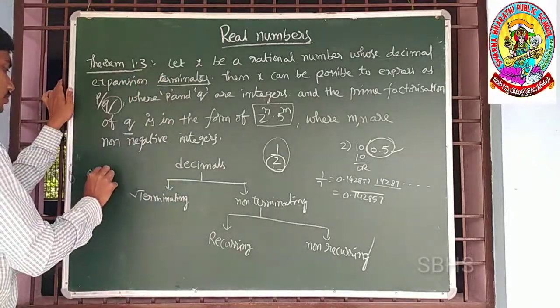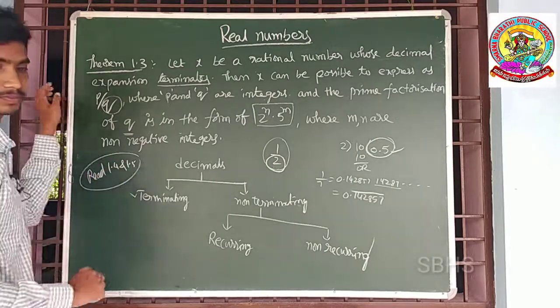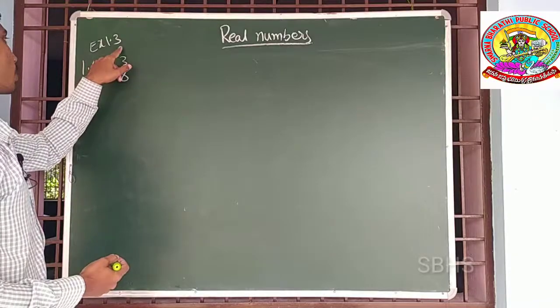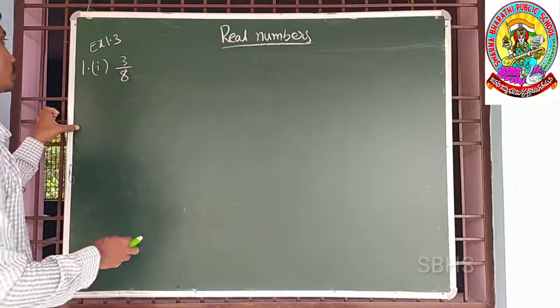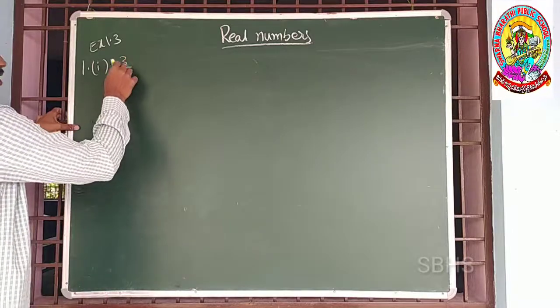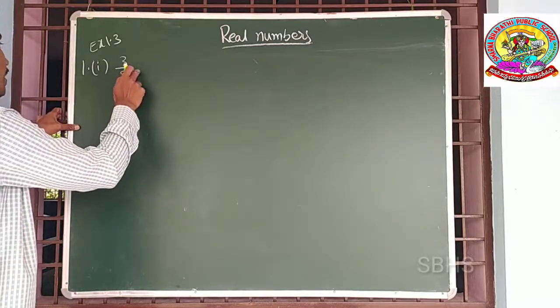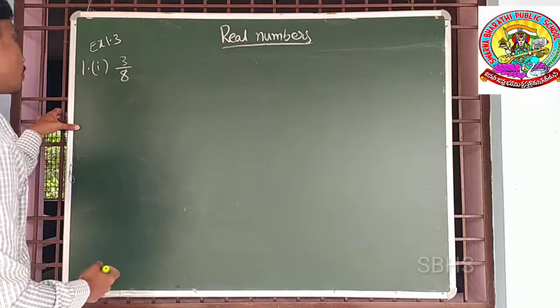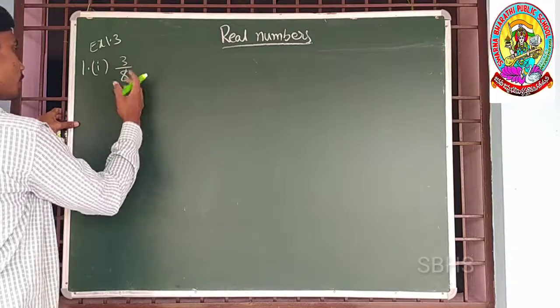Read theorems 1.4 and 1.5. Here, in exercise 1.3, the first sum is 3 by 8. Try to express it in decimal form and find out whether it is a terminating decimal or a non-terminating decimal. First of all, try to express it in the decimal form.